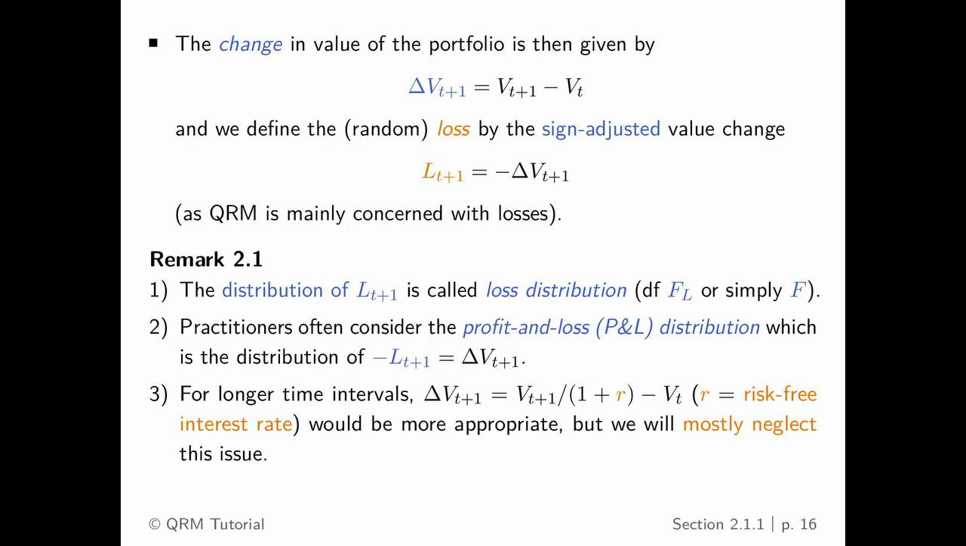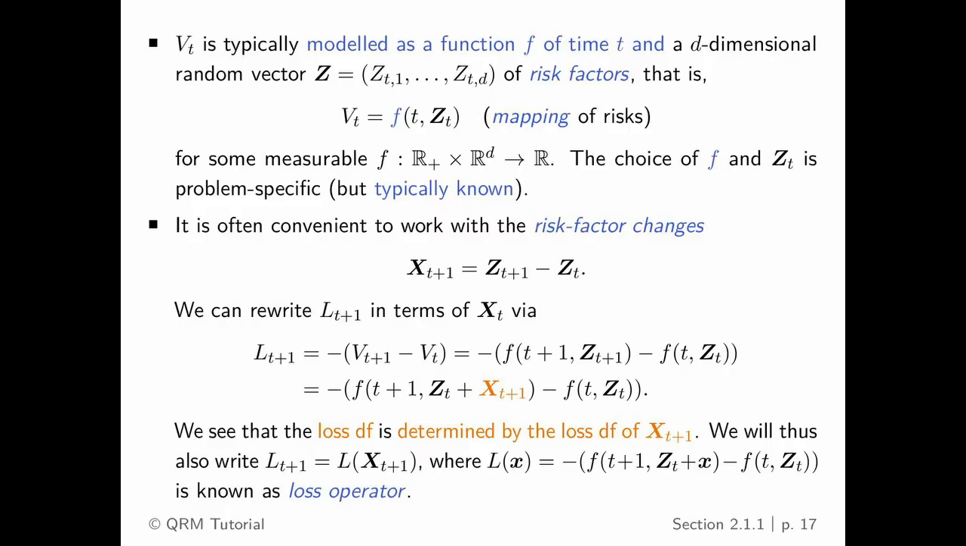And Paul explained the reasons. We're going to be mostly concerned with the negative change in value, the losses, essentially because this allows us to talk about upper tails and because QRM is mainly concerned with losses. The distribution of L_{t+1}, as seen from today, is called the loss distribution, with distribution function F_L or F.